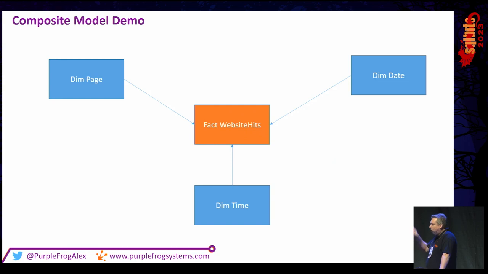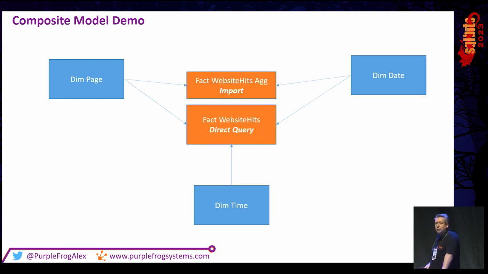So before composite models was a thing in Power BI, what you could do is create another table next to it that was imported, but aggregated. So create a view in the database, select star from the fact table, group by date key and web page key, sum the measures and bring it in. And that's going to be a tiny fraction of the number of rows because you're pre-aggregating it.